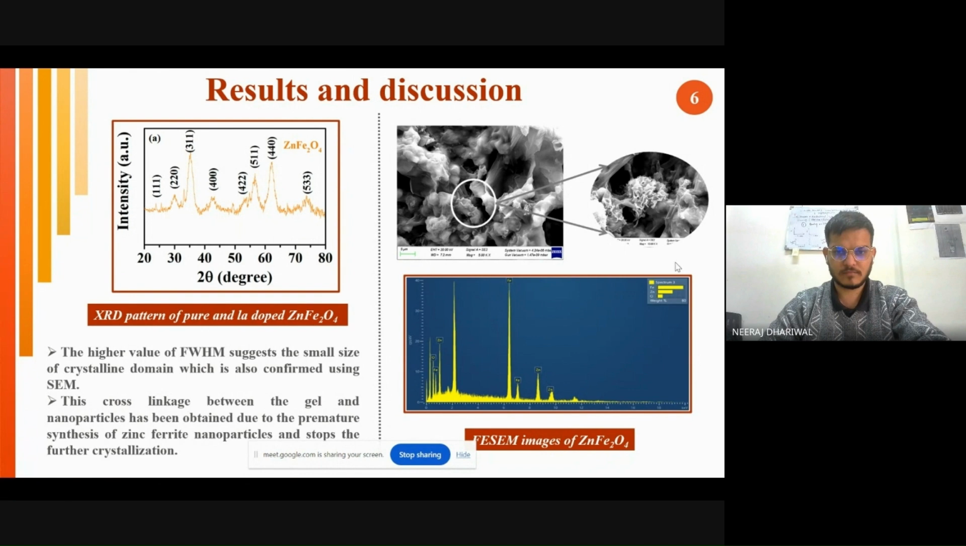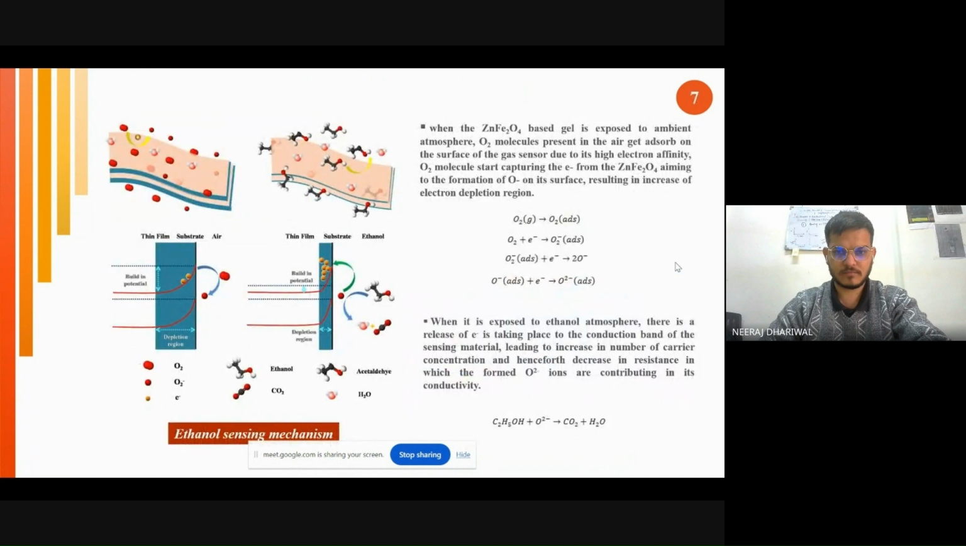This shows the EDX spectra of zinc ferrite. Now coming to the ethanol sensing mechanism, this image shows the depletion region in the presence of air and in the presence of ethanol atmosphere. Initially, when it comes into contact with air, the electrons will be absorbed onto the oxygen and will increase the depletion region, which further increases the resistance.